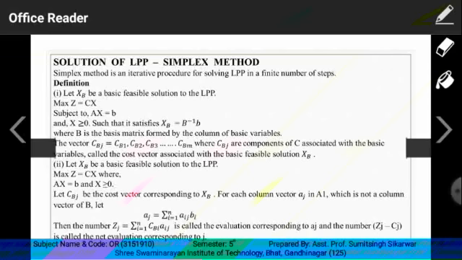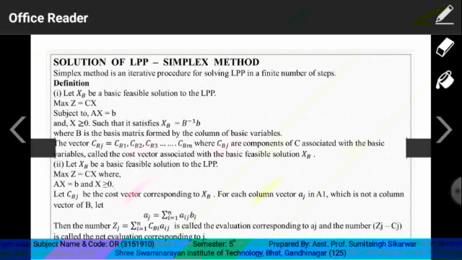Now let CB be the cost vector corresponding to XB. Now for each column vector Aj in the A matrix which is not a column vector of B, we will have Aj in such a way that the summation of Aj, from i equal to 1 to m, is the product of Aij into Bi.